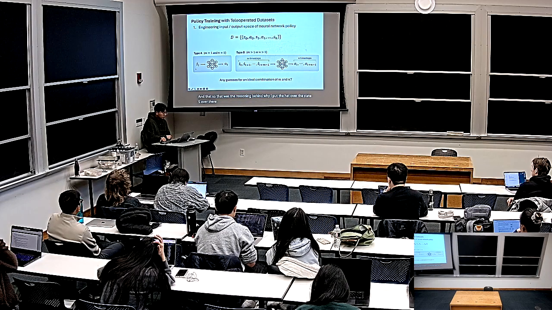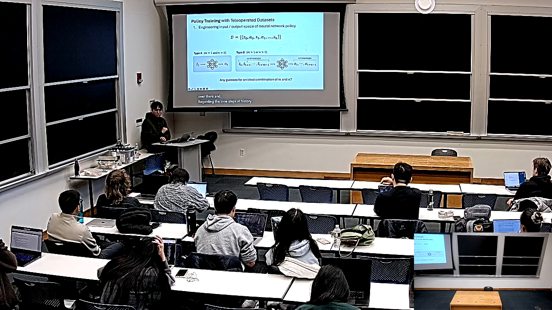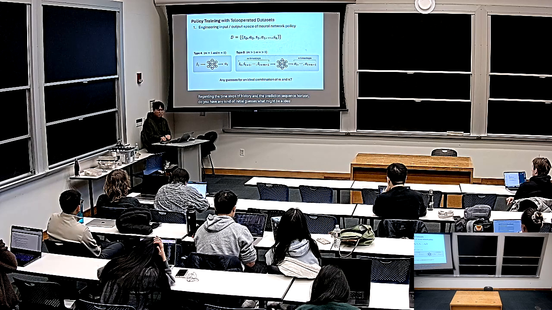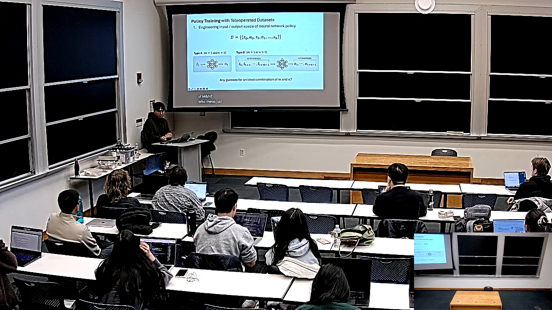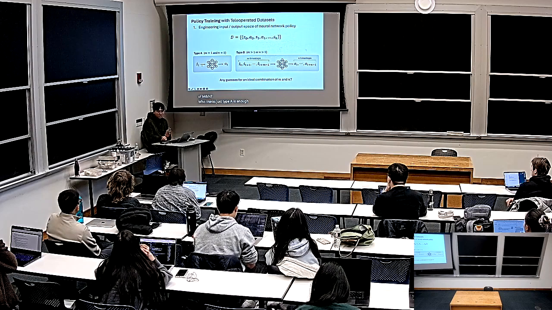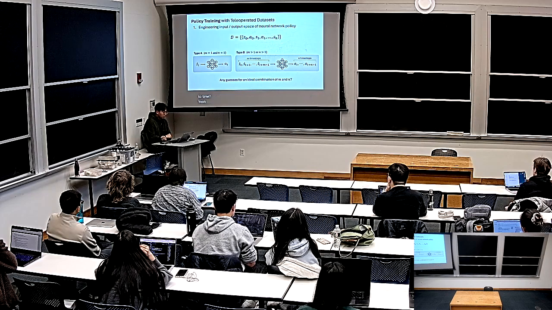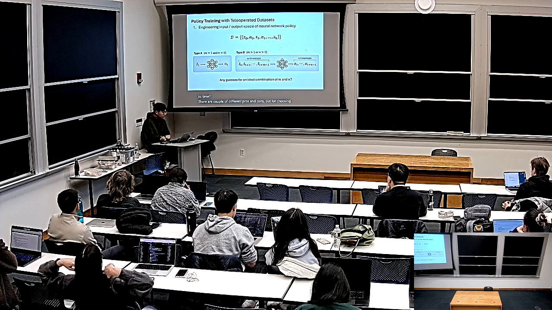And regarding the time steps of history and the prediction sequence horizon, do you have any initial guesses what might be an ideal combination of M and N? Who thinks just type A is enough? Or type B might be necessary from time to time? Yeah. There are a couple of different pros and cons for choosing different values for M and N.